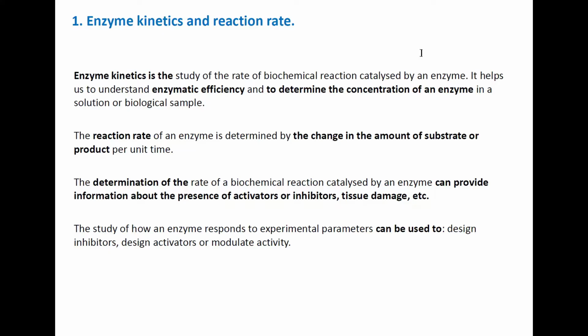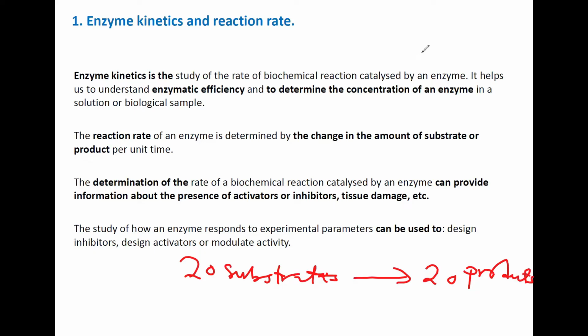For example, maybe you know from the literature that the turnover number of the enzyme is such that it catalyzes 20 substrates to 20 products. So now, you know this from the literature.